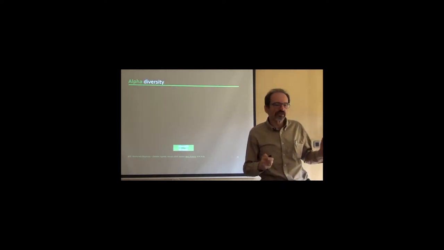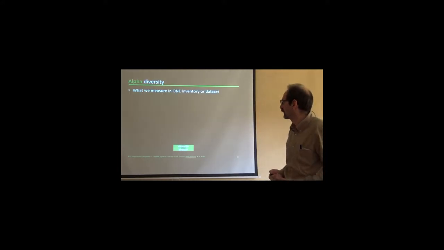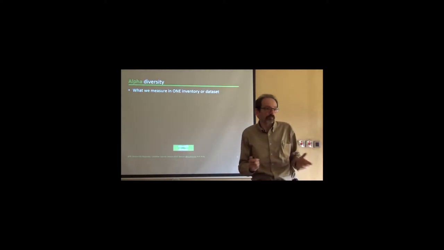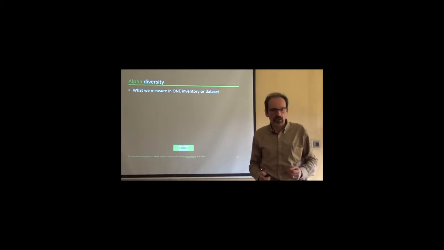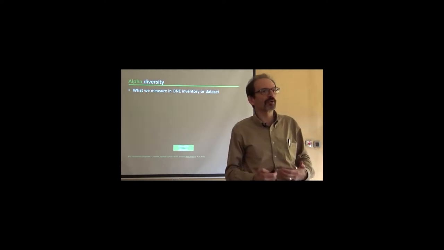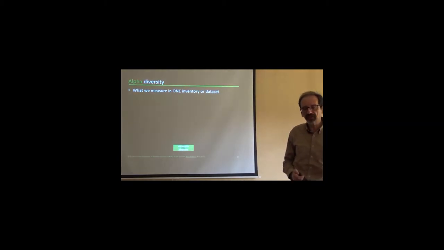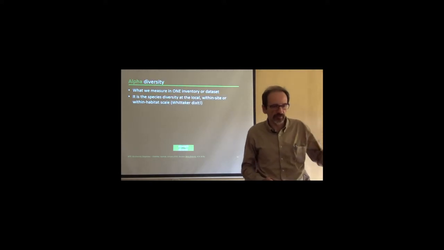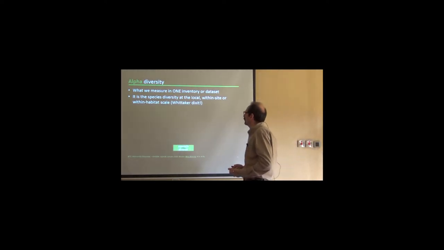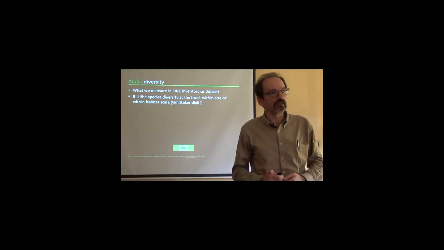So now let's look at the components: alpha, beta, and gamma. What's alpha diversity? Well, alpha diversity is basically what we measure in one inventory or one data set. We have one inventory, one list, we essentially measure alpha diversity. This is probably the most agreed upon concept among ecologists. Most of them will agree what alpha means. Everything else, they won't. But on alpha, they basically agree. We take one inventory, we measure alpha quite easily. We count the species, we calculate Shannon, whatever. So this is basically the species diversity at the local scale, or within habitat in Whittaker's terms.